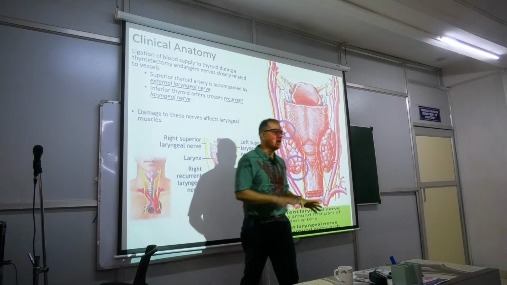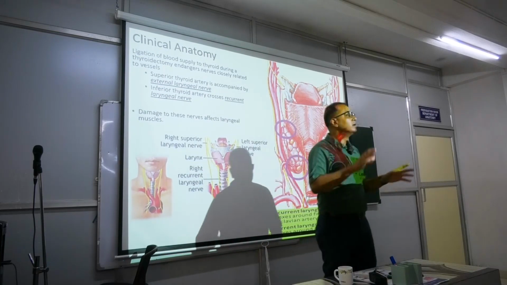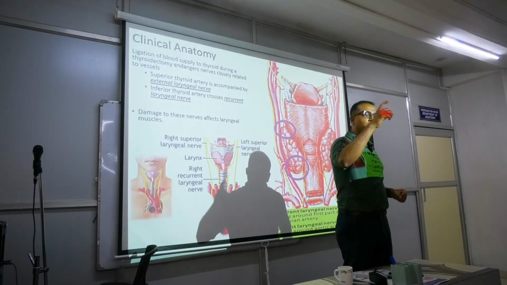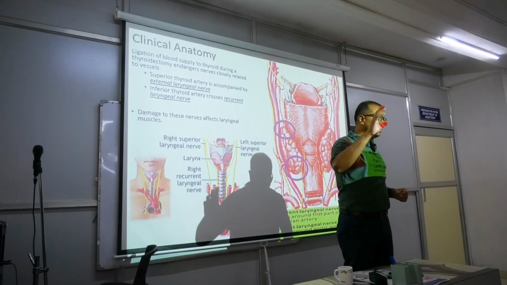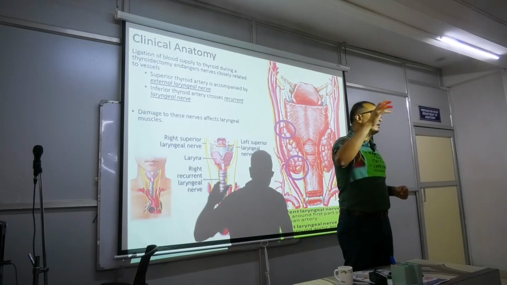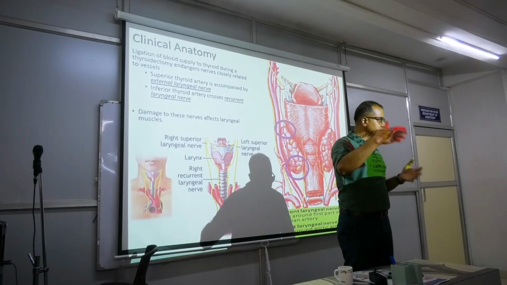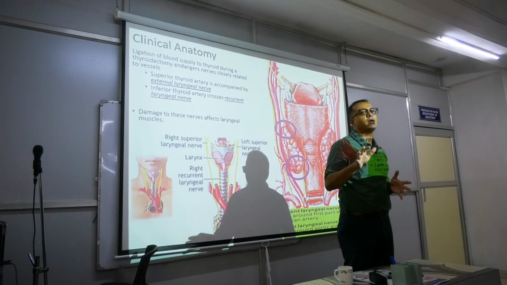Now, up to this much, have you understood this particular relationship of the thyroid gland with the thyroid arteries and these laryngeal nerves? If yes, we go on, and if not, we still come back and understand whatever is left not yet understood.